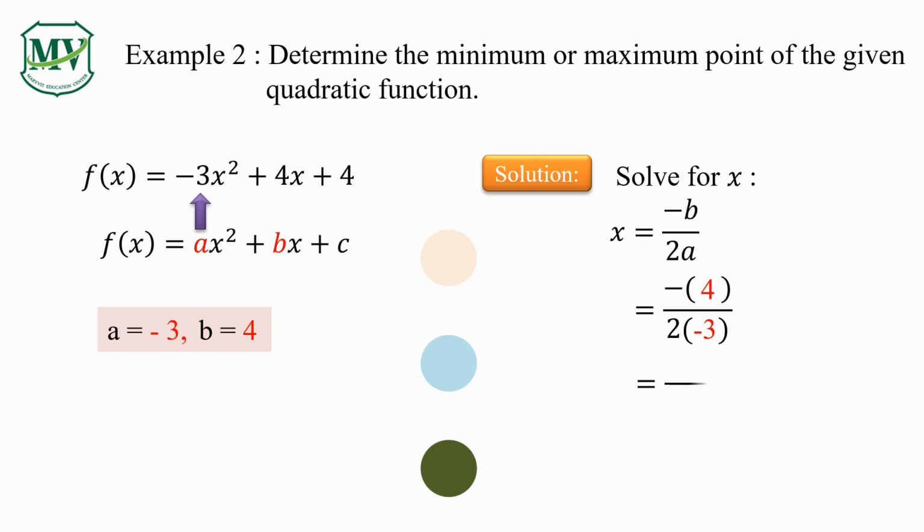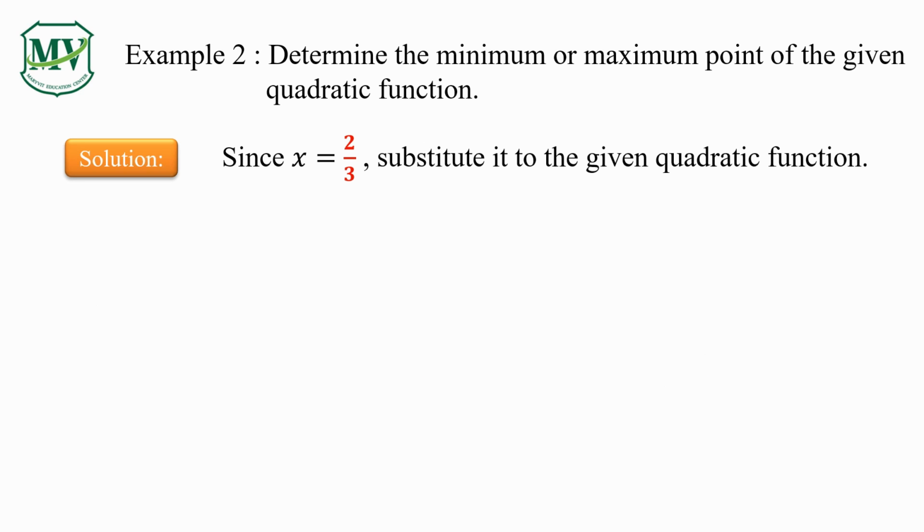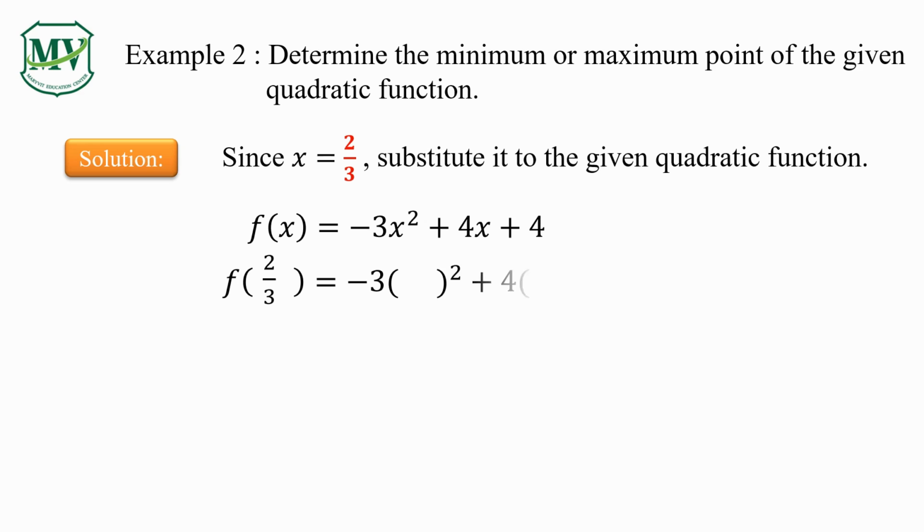Negative times 4 is equal to negative 4. 2 times negative 3 is equal to negative 6. Negative 4 divided by negative 6 is equal to positive 2 over 3. Since x is equal to 2/3, substitute it to the given quadratic function. 2/3 squared is equal to 4 over 9. 4 times 2/3 is equal to 8 over 3. And just copy positive 4.